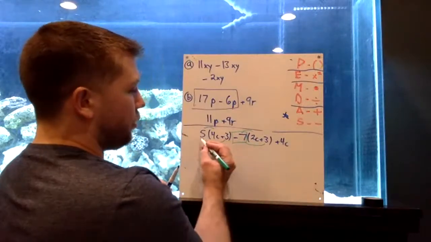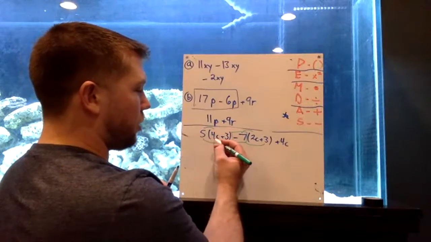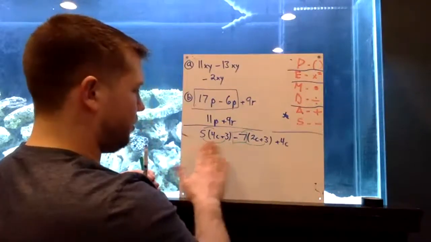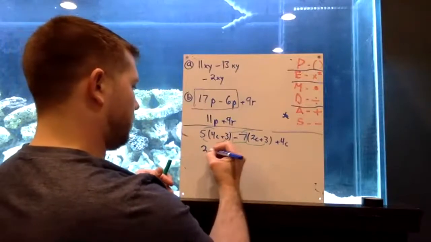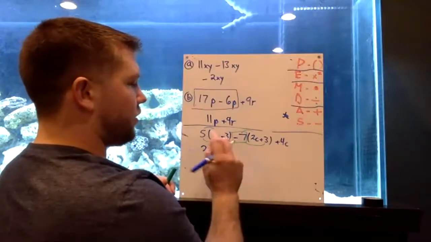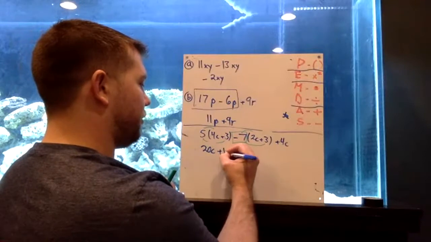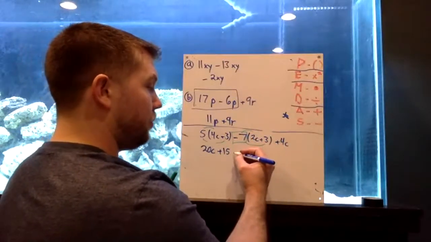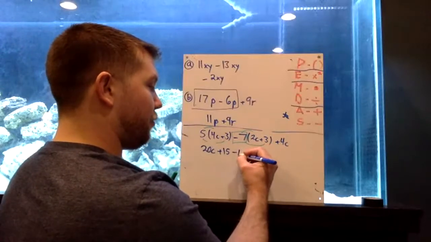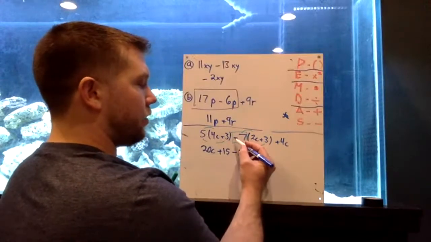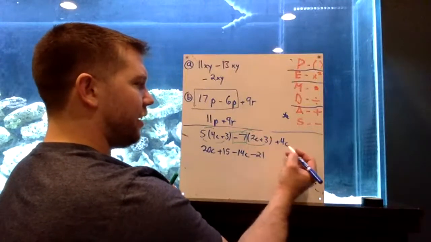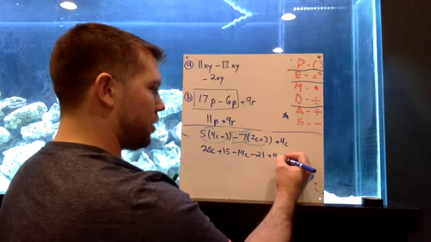Okay, so 5 times 4c is 20c. 5 times positive 3 is positive 15. Negative 7 times positive 2c is negative 14c. Negative 7 times positive 3 is negative 21. And then we still bring down this 4c.